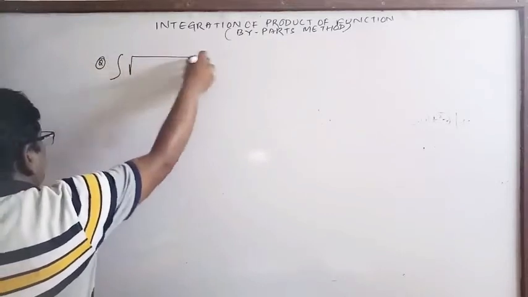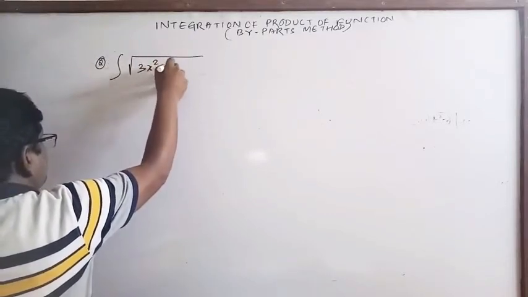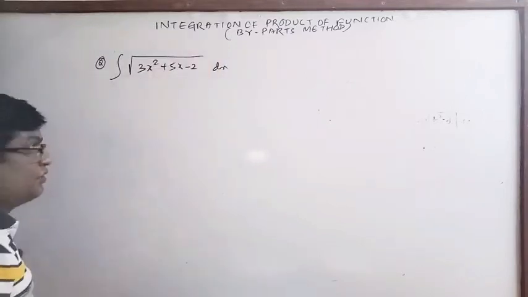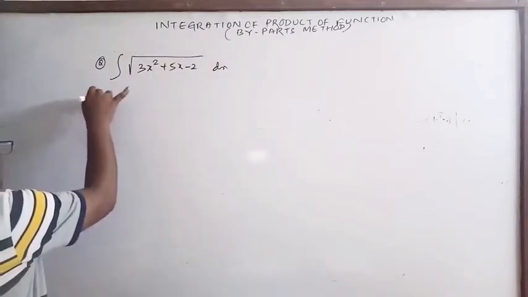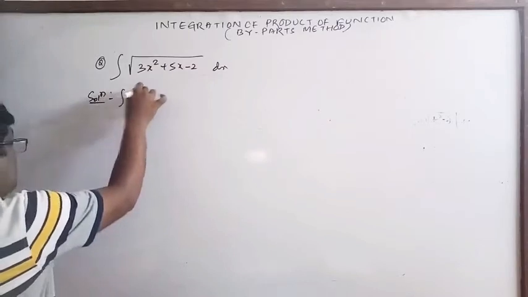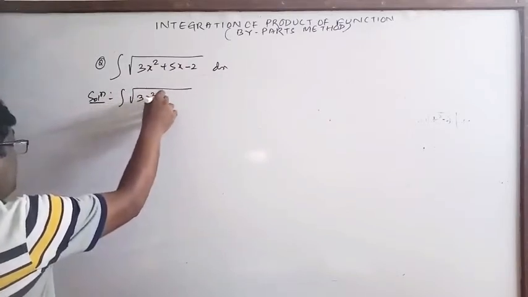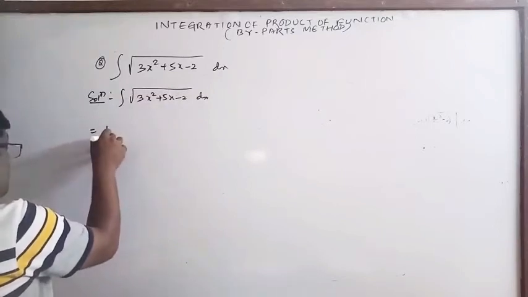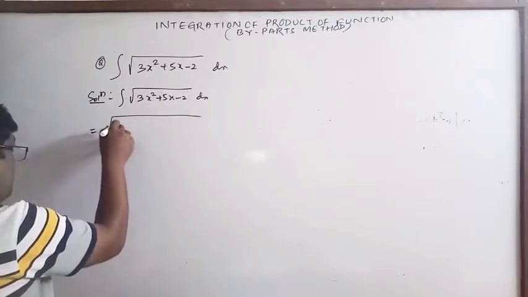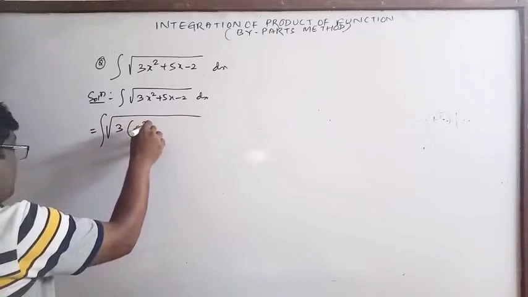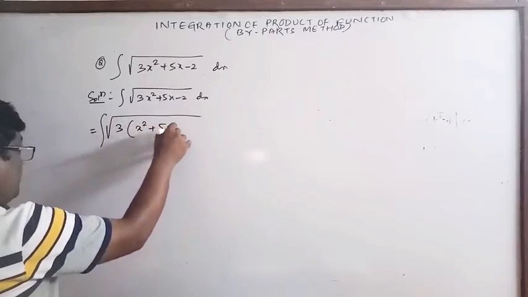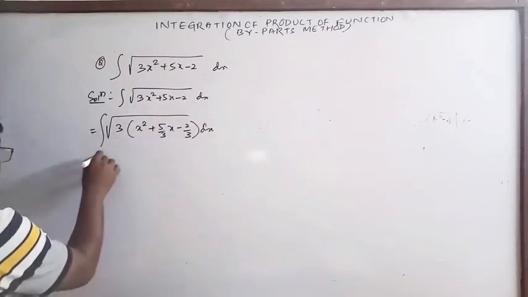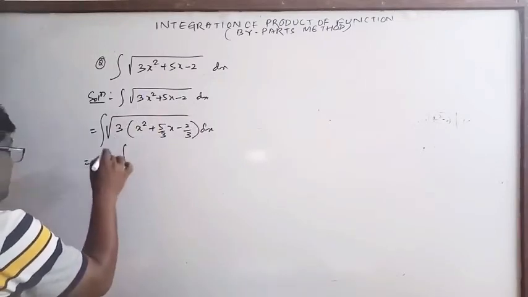Integration root over 3x square plus 5x minus 2 dx. Okay, so the solution is integration root over 3x square plus 5x minus 2 dx. Take 3 common: this is root 3 integration of root over x square plus 5 by 3 x minus 2 by 3 dx. Clear?